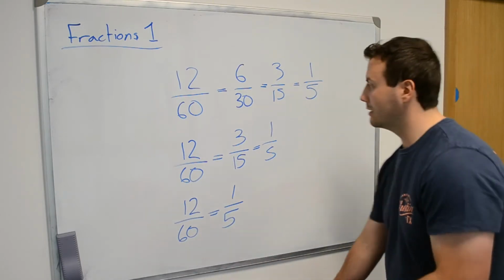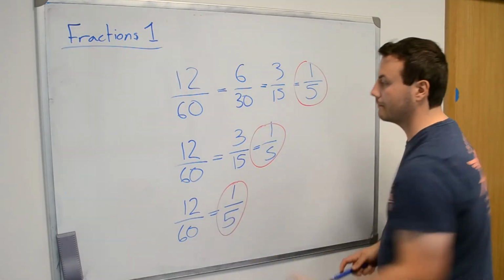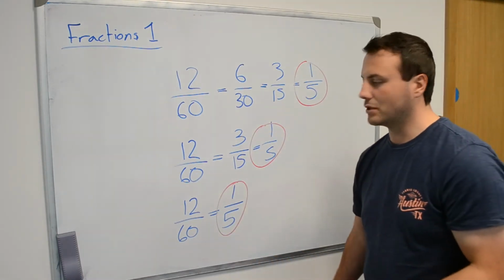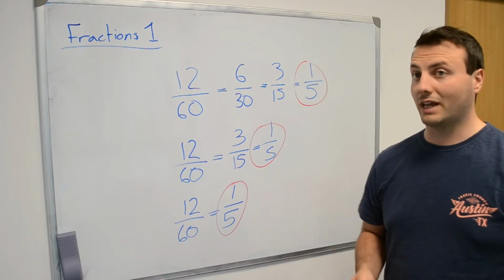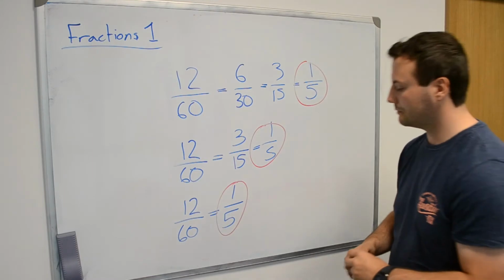As you can see, in each case, no matter what path we took, we always got the same answer. But it's always best, if possible, to use the largest multiple you can first. Saves you having to do more steps and less chance of making a mistake.